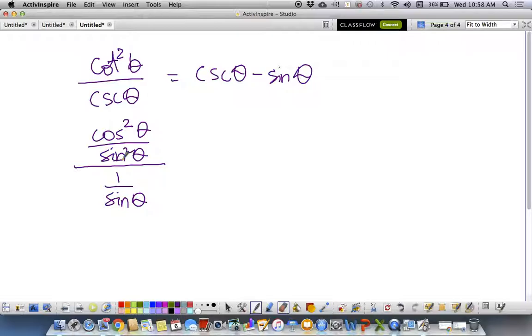How did you get this one? Is cotangent simply cosine over sine? Yes, cotangent is cosine over sine, so cotangent squared is cosine squared over sine squared. What about the bottom? Cosecant is 1 over sine. So we have cosine squared over sine squared times sine theta over 1. Can something reduce? There's a sine on top, but only one of these sines in the denominator.